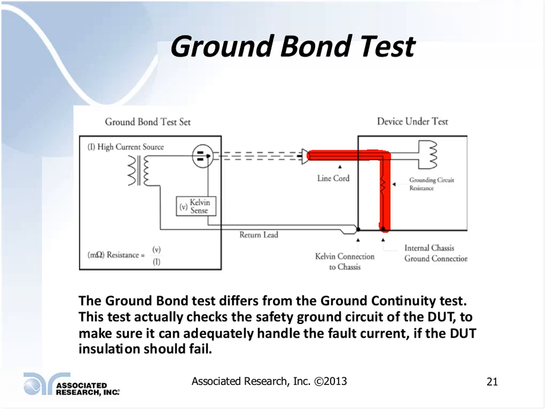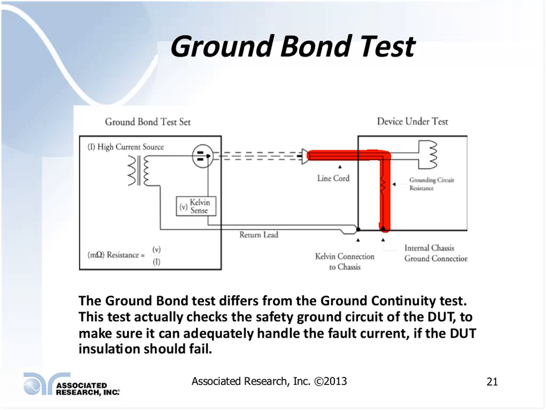The ground bond test essentially applies a high current through this circuit and measures the potential voltage drop across this circuit. Based upon that, it calculates the resistance. And if it exceeds 0.1 or 0.2 ohms, it will fail.